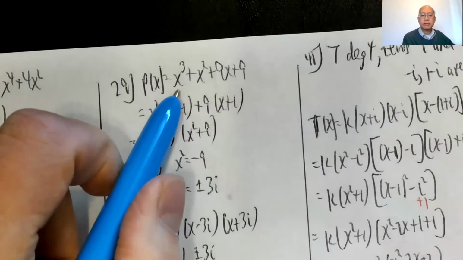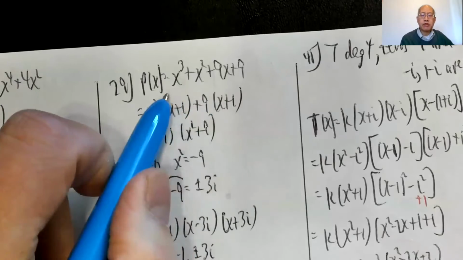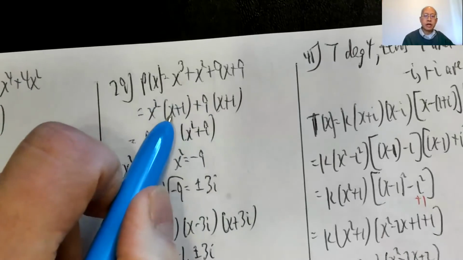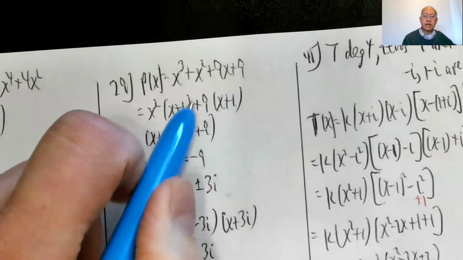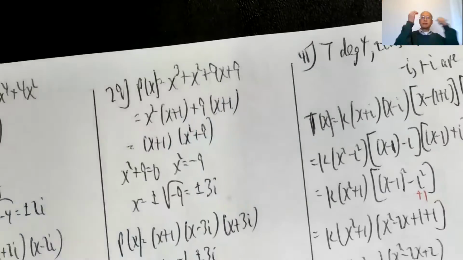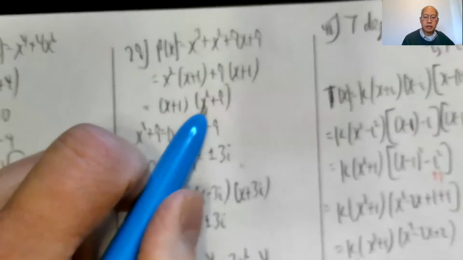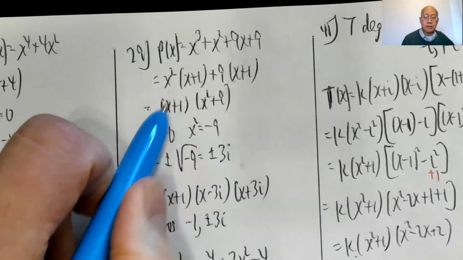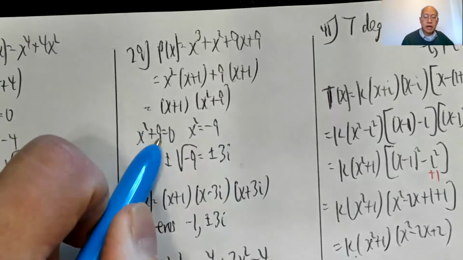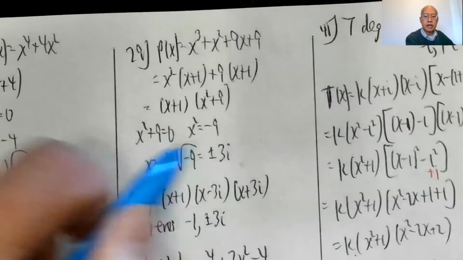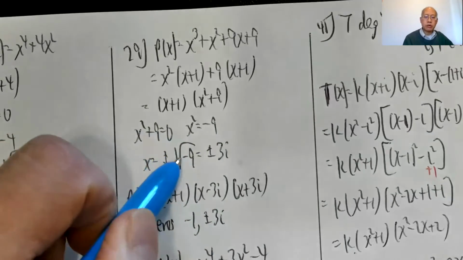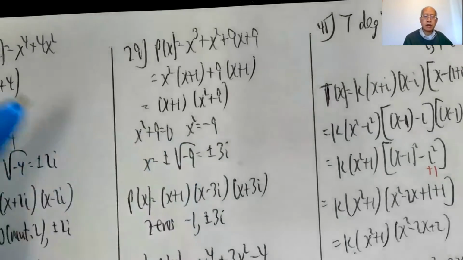Okay, x cubed plus x squared plus 9x plus 9. Factor by grouping. Here I can take out an x squared, x plus 1. These two I can take out a 9, x plus 1. Now you pull out the x plus 1, x squared plus 9. So that's going to be negative 1. x squared plus 9, set it equal to 0. Subtract 9, take the square root: plus or minus the square root of negative 9. That's plus or minus 3i.